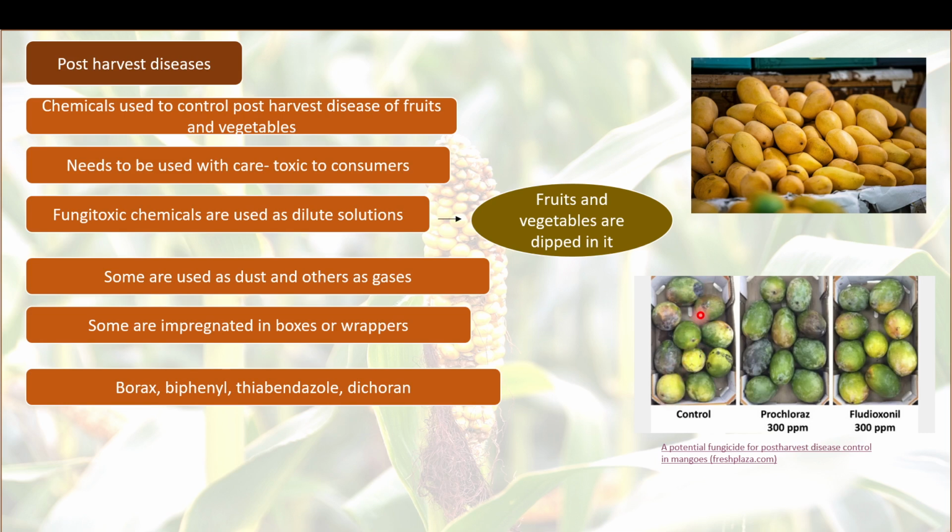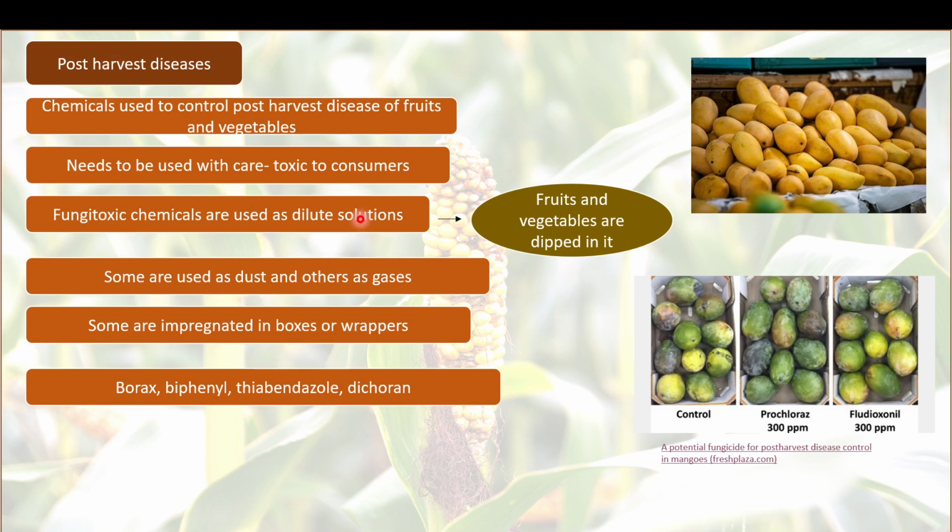You will see that the decay, the decay or the fungus effect on the fruit, is reduced. And in another chemical which they have used, fludioxonil at 300 ppm, you will see that the fruits are very healthy. So this is how your fruits remain healthy in boxes, because they are sprayed with certain chemicals to remain healthy and to look good, to save them from post-harvest diseases.